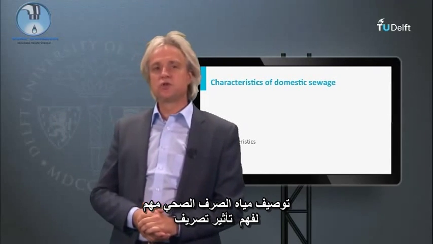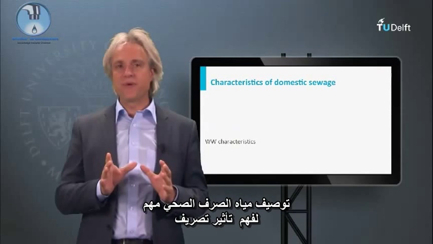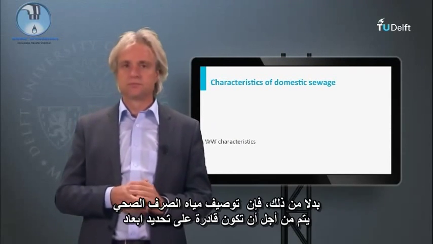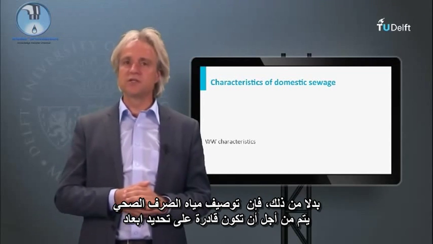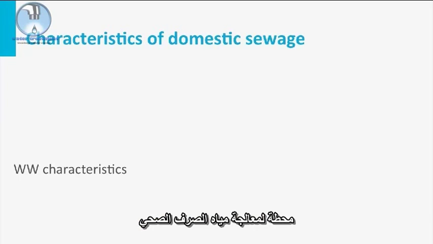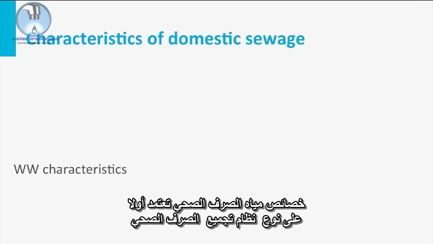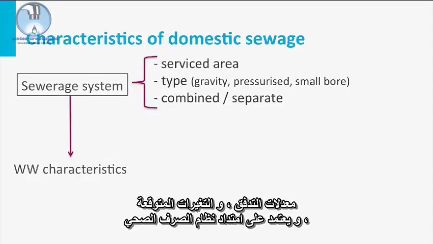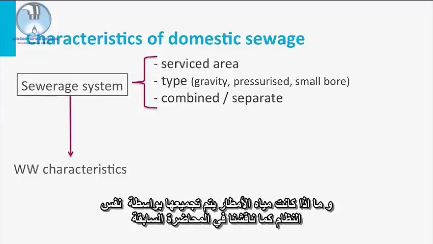The characterization of sewage is important to understand what impact the discharge of untreated sewage will have on the environment. Alternatively, sewage characterization is performed in order to be able to dimension a sewage treatment plant. The sewage characteristics are firstly dependent on the type of collection system or sewage system that we apply. Flow rates and expected fluctuations herein depend on the extent of the sewerage and whether rainwater is collected by the same system, as we discussed in the previous lecture.